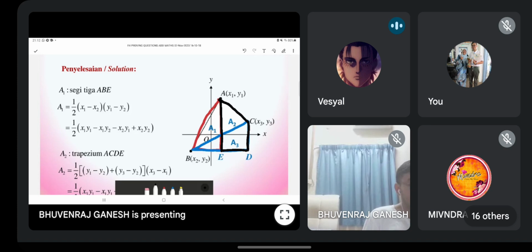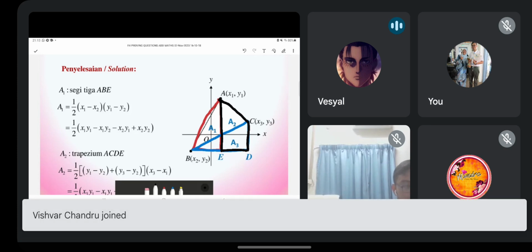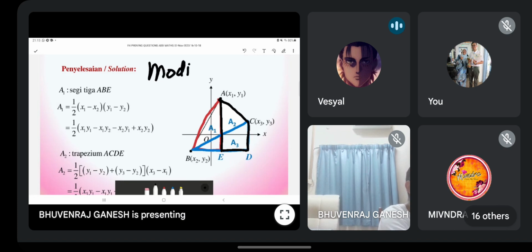Any questions so far? This is the basis of what we're going to be doing. So you have to understand this concept using the area. So far, nothing? Okay.